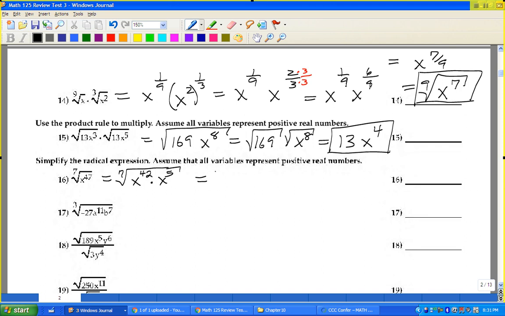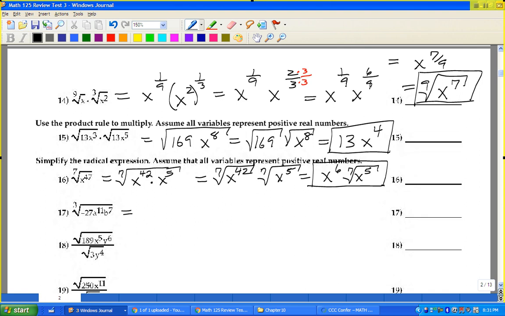the 7th root of x to the 42 times the 7th root of x to the 5th. The 7th root of x to the 42 is x to the 6. 42 divided by 7 is 6. And, well, you can't really do anything else. So times the 7th root of x to the 5th. And that is your answer. Let me do problem number 17.